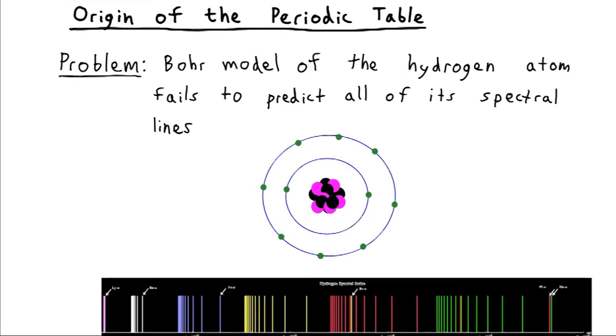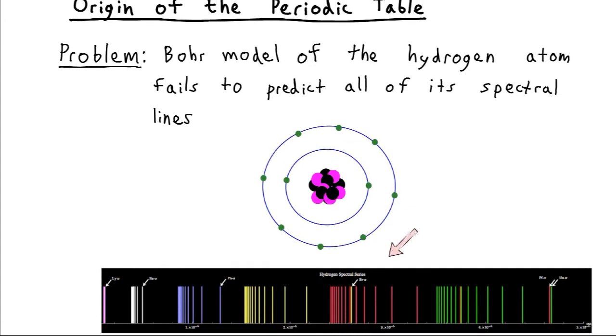So for example, for the spectral series of hydrogen, where the lines where hydrogen absorbs and emits light, some of these lines are missing in the Bohr picture. It's not capable of predicting all of them.